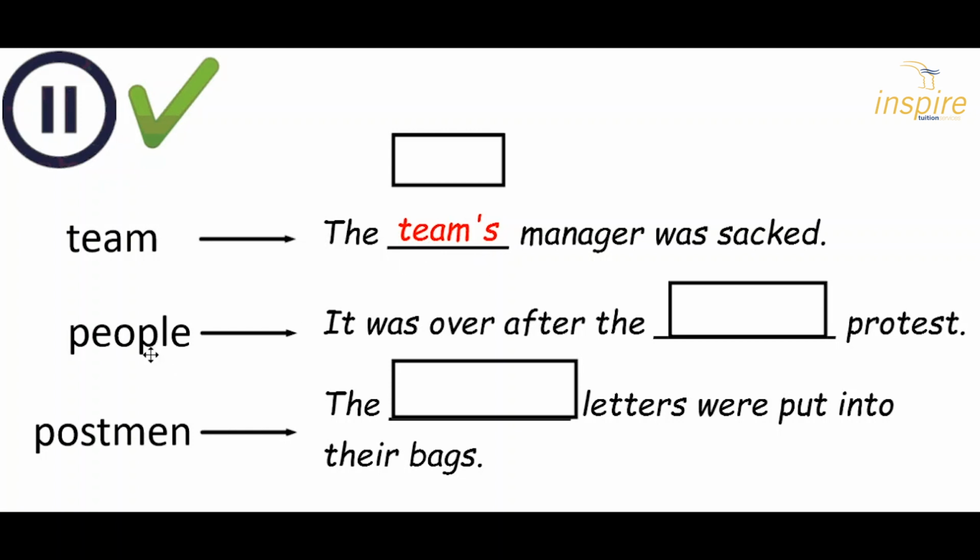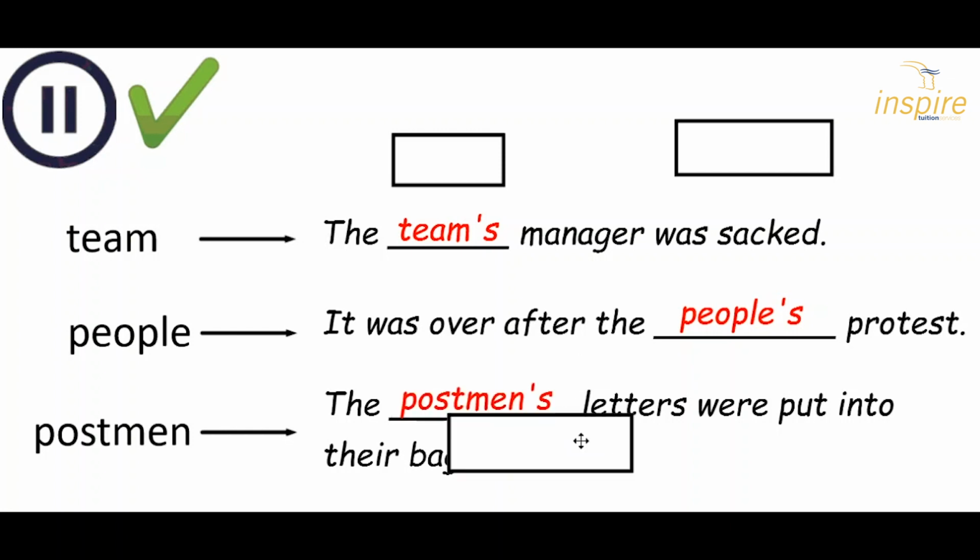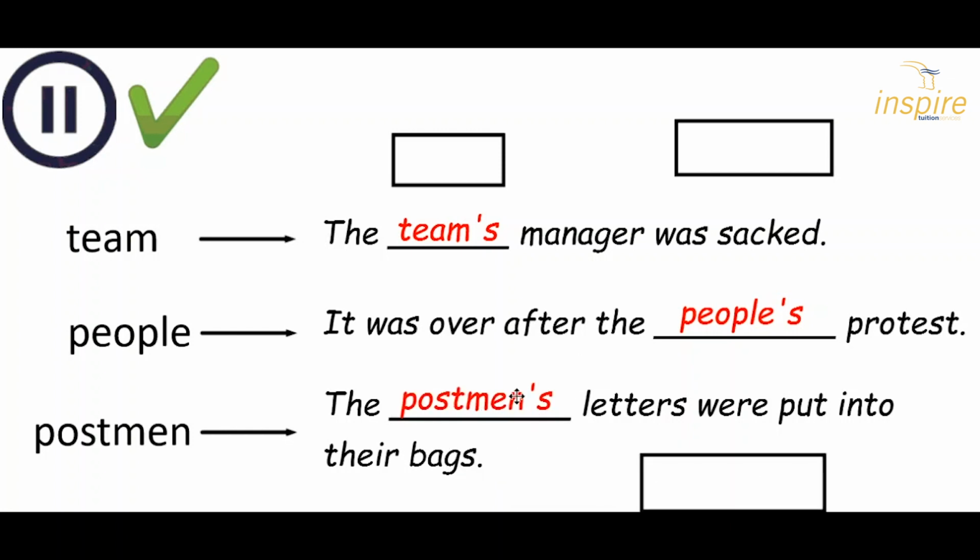People is the plural for person. It was over after the people's protest. People's, already plural, so we need apostrophe S. The postman, plural for postman. The postman's letters were put into their bags. Postman is plural, so it's apostrophe S.